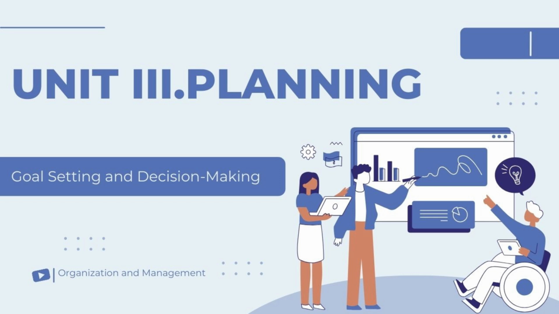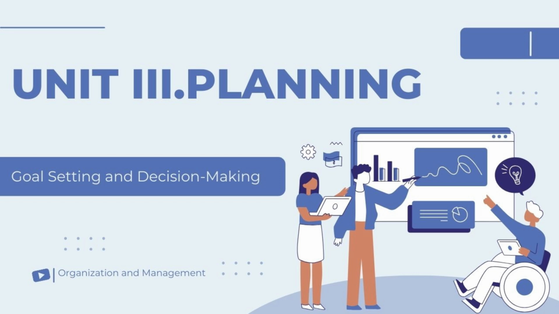As we move forward into Unit 3, we are going to focus now on one of the most fundamental functions of management, which is planning. In our previous units, Unit 1 and Unit 2, we explored what management is, the various roles and skills of managers, and the core functional areas that they oversee. Today in this video, we're taking a closer look at how managers plan to achieve organizational goals.